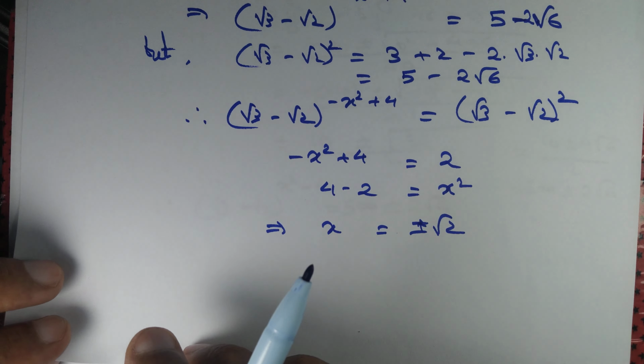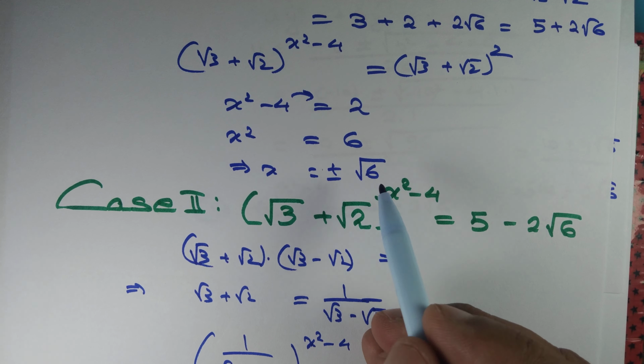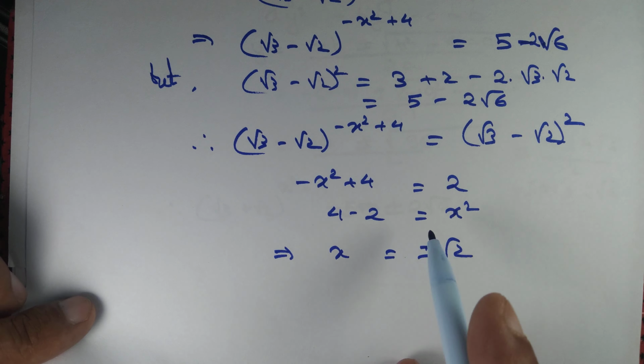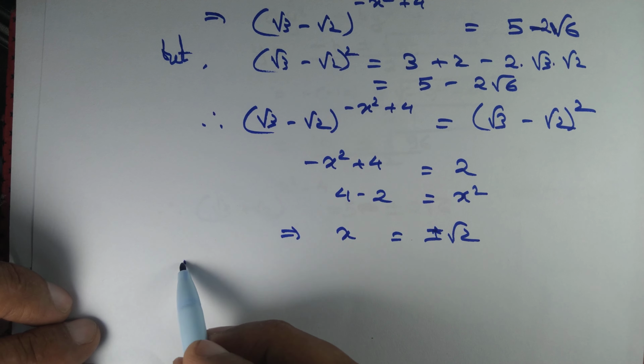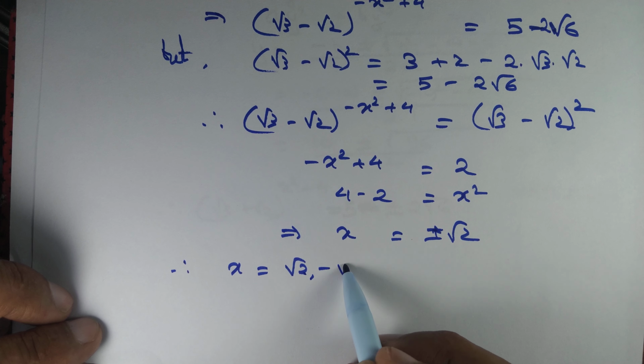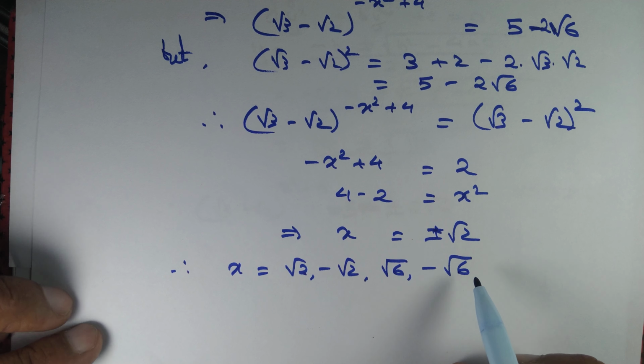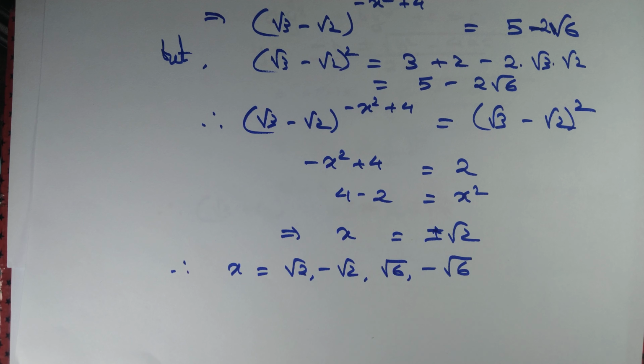So finally we can say that in case 1 we have obtained x equal to plus minus root 6. In case 2 we have obtained x equal to plus minus root 2. Therefore final answer is x equal to root 2, minus root 2, root 6, minus root 6. So we have obtained 4 solutions and we are done.